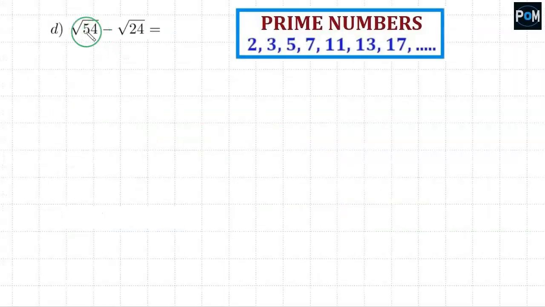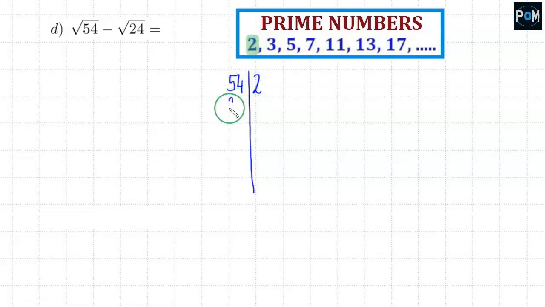In example D, I have 2 such roots, so I proceed similarly. The numbers under the roots cannot be simplified at this moment. That's why I will be factoring. First, the number 54. I'm checking if 54 divides by 2, and it does divide by 2. So 54 divided by 2 is 27. 27 cannot be divided by 2, so I take the next prime number, which is 3, and 27 can indeed be divided by 3. And from this, I get 9.